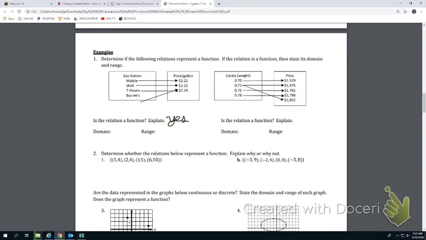What is the domain representing on this problem? Gas stations. And the y value? Price per gallon.